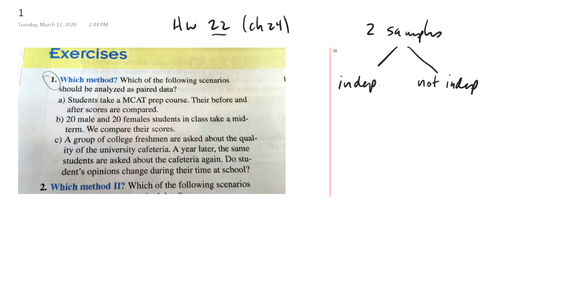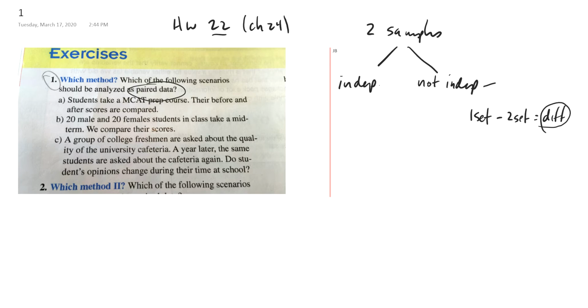Okay, so which should be analyzed as paired data? Remember, if they're not independent, then sometimes, not all the time, we can take the first set of data minus the second set of data and get the differences. And if we do get all the differences, then that would be one set of data.